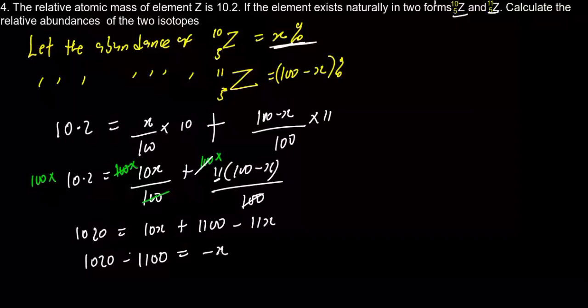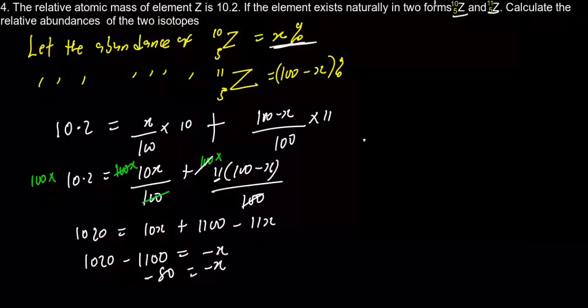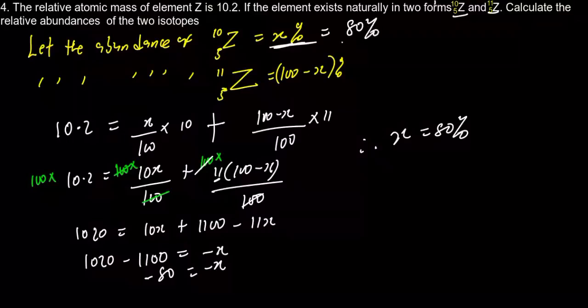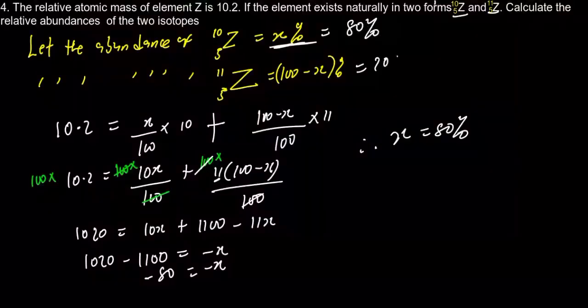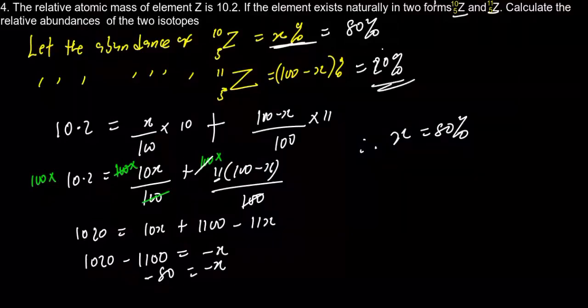Bring this to the other side. This minus this will give me negative x. So 1020 minus 1100 will give me negative 80 equal negative x. So if you cancel negative on both sides, x equals 80%. So the abundance of this first one is 80%. If the abundance of this first one is 80%, it means that the abundance of the second isotope will be 100 minus 80, and that will be 20%. So that if you find the sum, it will be equal to 100%.